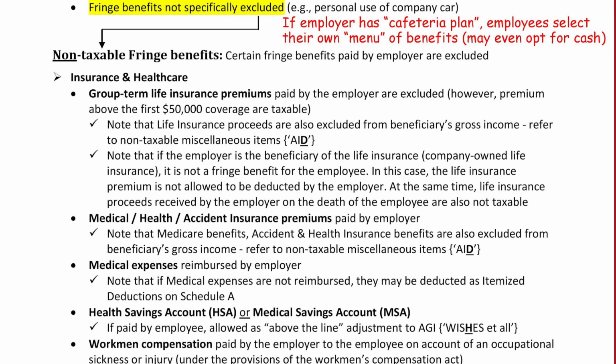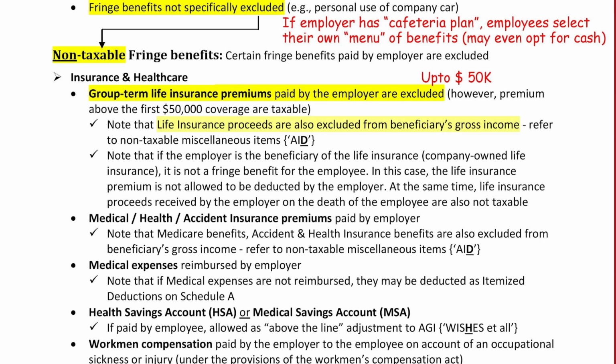And now we're looking at a bunch of highlighted non-taxable fringe benefits. These are fringe benefits paid by the employer to the employee and yet non-taxable to the employee. The first one, insurance and healthcare. Highlight group term life insurance premiums paid by the employer are excluded, and right there, up to $50K. So premium up to $50,000 coverage is a non-taxable fringe benefit to the employee.